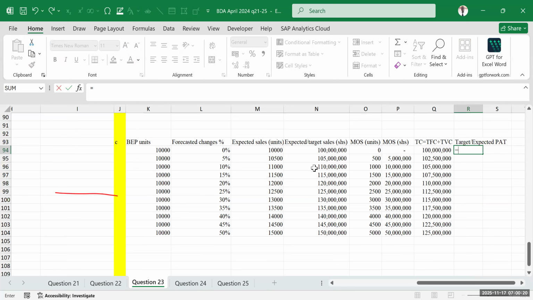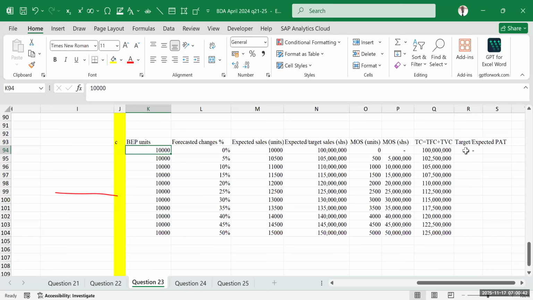What is our expected revenue? In shillings, it is here. These are 100 million. That is what we target to get after those changes. Compare that with the cost you expect to pay after the changes. So the cost is total cost. Just get the difference between the two. So you realize that profit after tax at break-even point is zero still because it is still break-even. But if you start effecting the changes from 5%, now you see your profit after tax. Your profit after tax is expected to be 2.5.